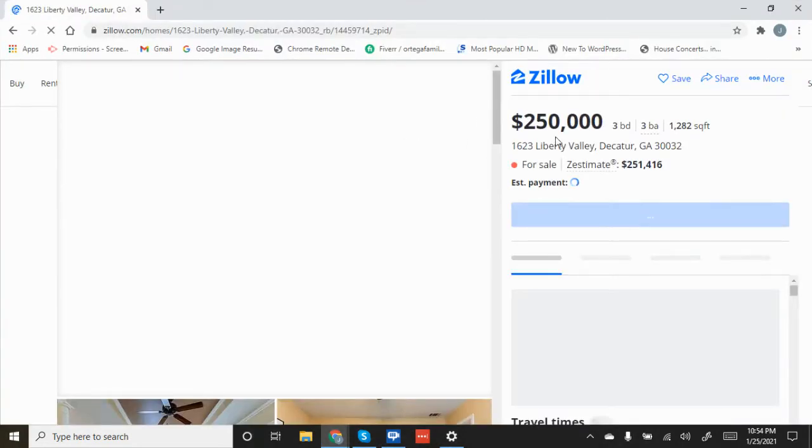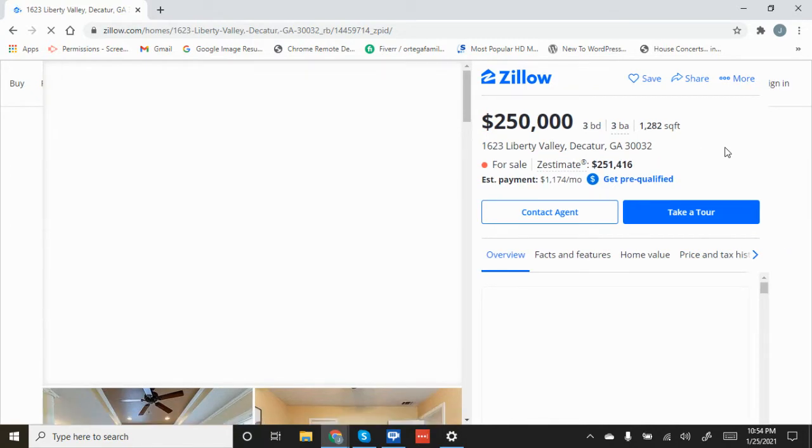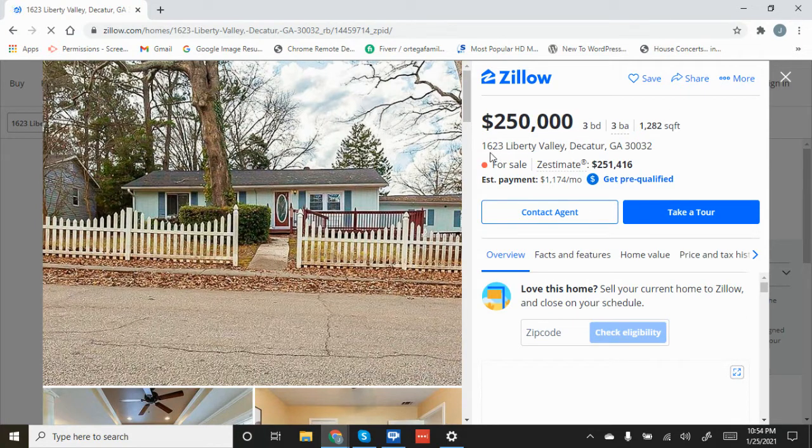It's right here. This is the address. So this property right now, on January 25th, 2021, is currently for sale. If you're listening to this later on, this property is probably already sold, so you are going to know what it sold for, what the outcome was, if we were right in our calculation. All right, so this is the property. If you want to follow with us, it's 1623 Liberty Valley in Decatur. This property is for sale.